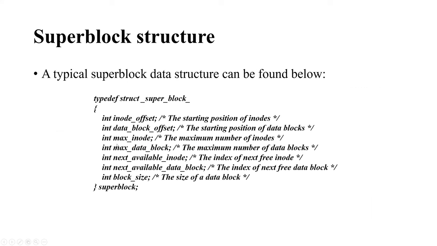The max inode and the max data block parameters define the maximal number of inodes and the maximal number of data blocks. The least available inode and the least available data block parameters define the index of the least free inode and the least free data block. Finally, the block size defines the size of the data block. This one is very important because every time we read data from the disk, we read a total data block, so the block size is used very frequently when you read from the hard disk.